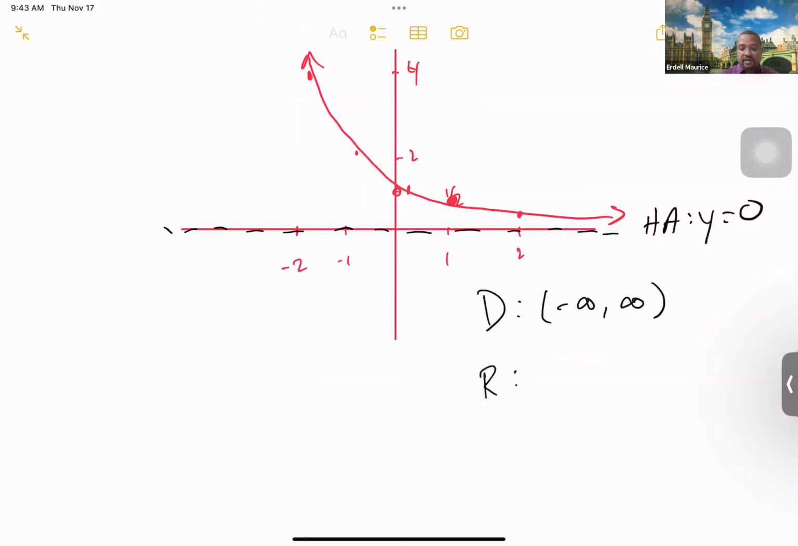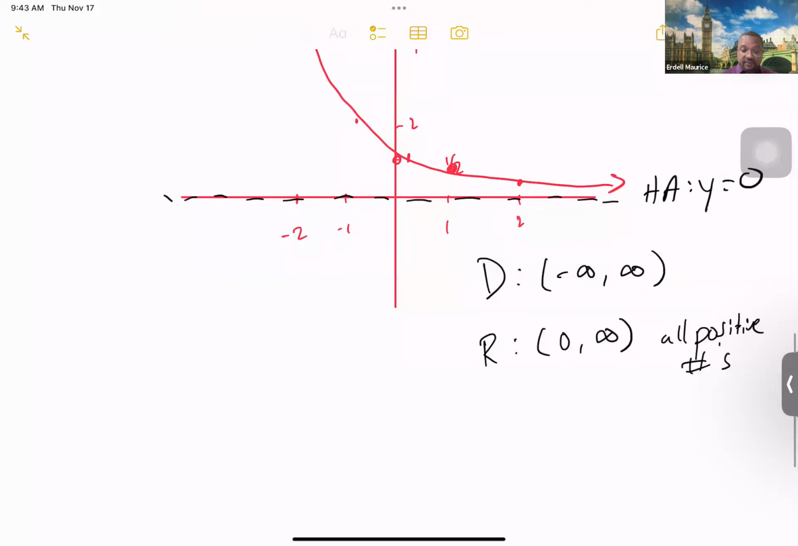For both of these graphs, the domain is going to be all real numbers. The range is only going to be positive numbers, right? Because the horizontal asymptote is preventing the graph from going into negative territory. And so it's just going to be all positive numbers. They all have the same y-intercept. That is (0, 1), because any number raised to the 0 power is 1.